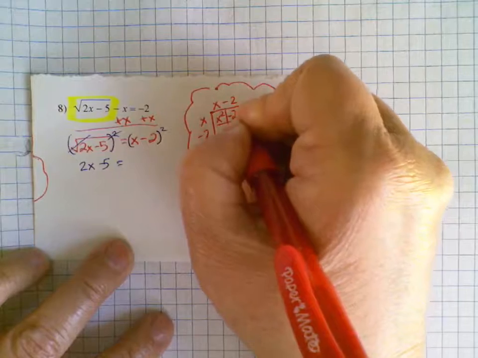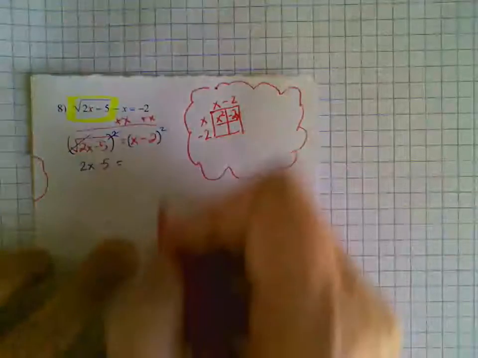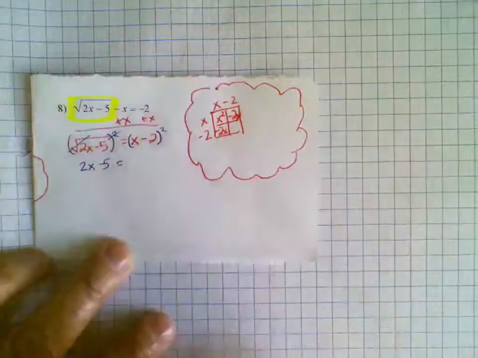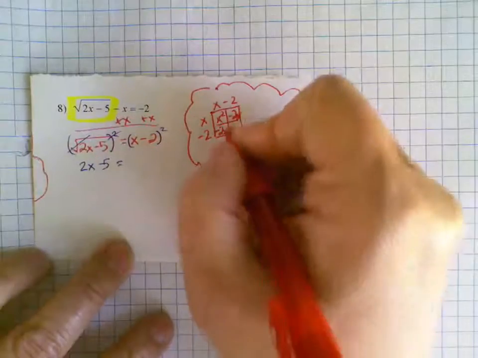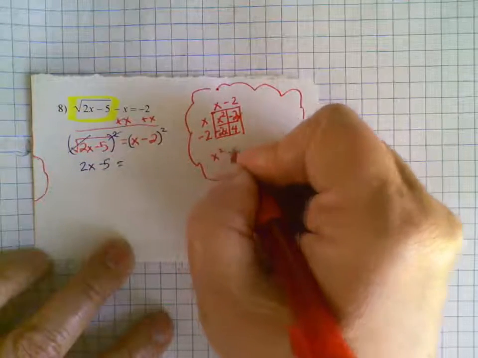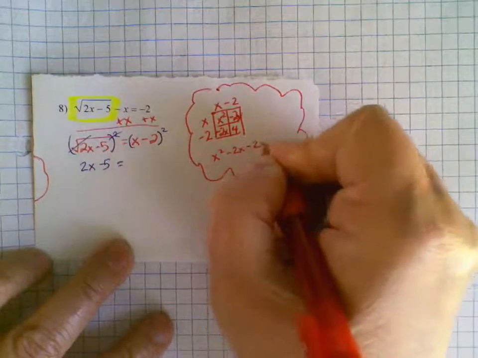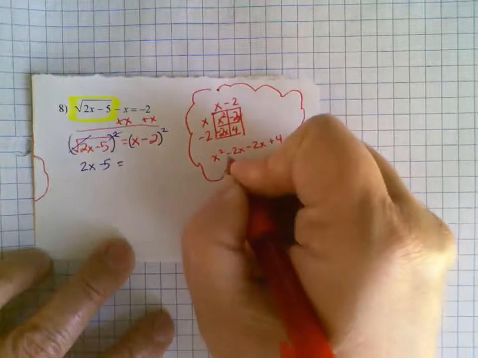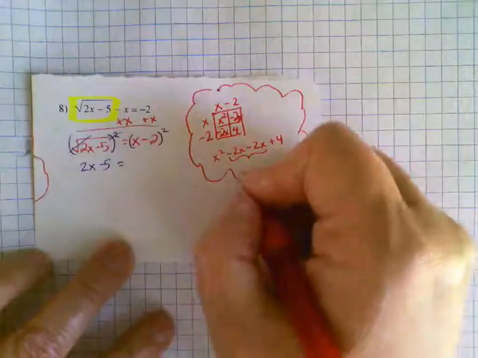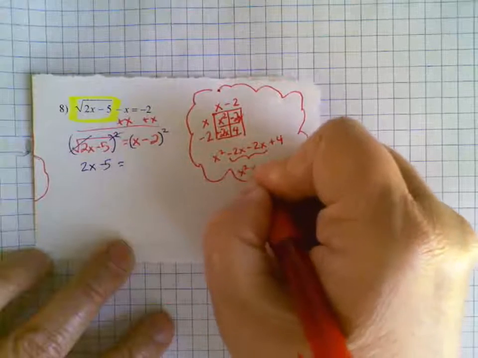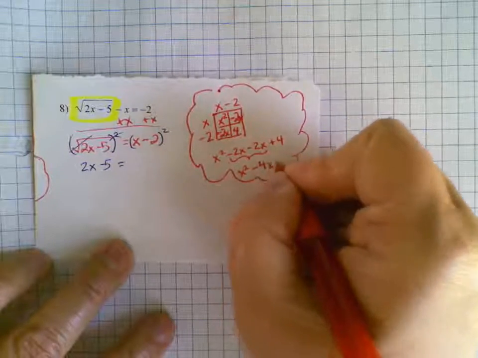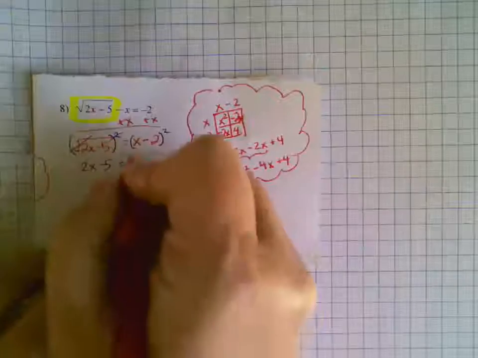X times negative 2 is negative 2x. Again here, x times negative 2 is negative 2x. And negative 2 times negative 2 gives me a positive 4. So it's x squared minus 2x minus another 2x plus 4. And I can combine these two, as they're both x terms. So I wind up with x squared minus negative 2, and another negative 2 gives me negative 4x plus 4.